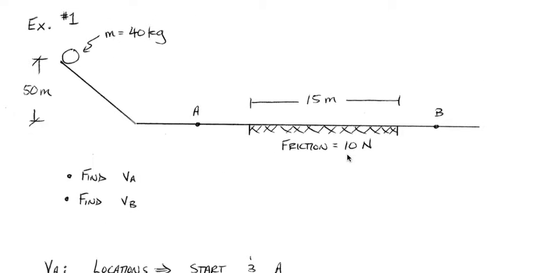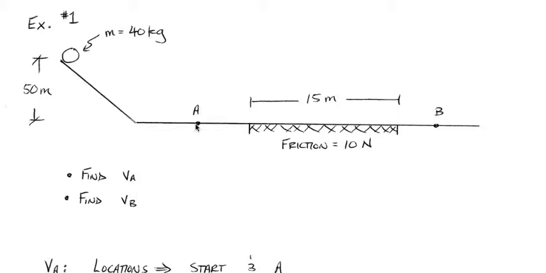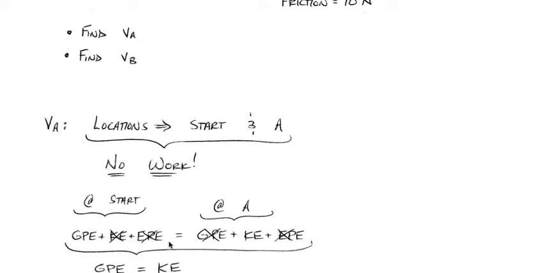So a very straightforward question. Anytime you don't have work being performed, you don't have to account for it, and your equations are this simple: GPE plus KE plus EPE on both sides. Cross out whatever you know doesn't exist at those locations.